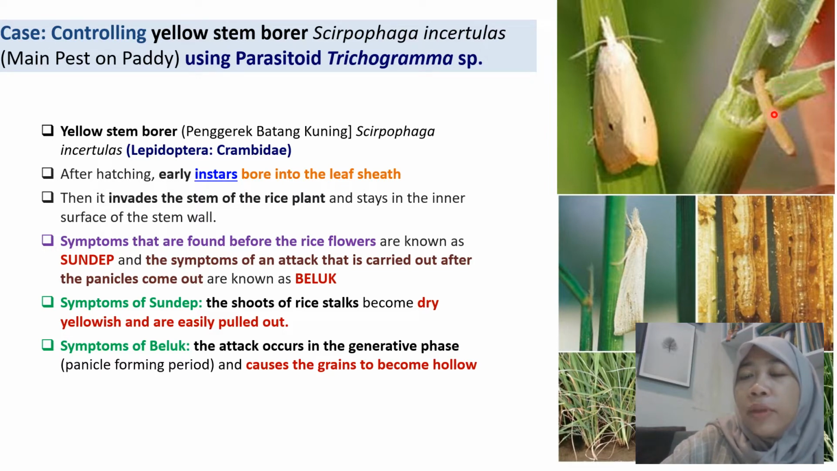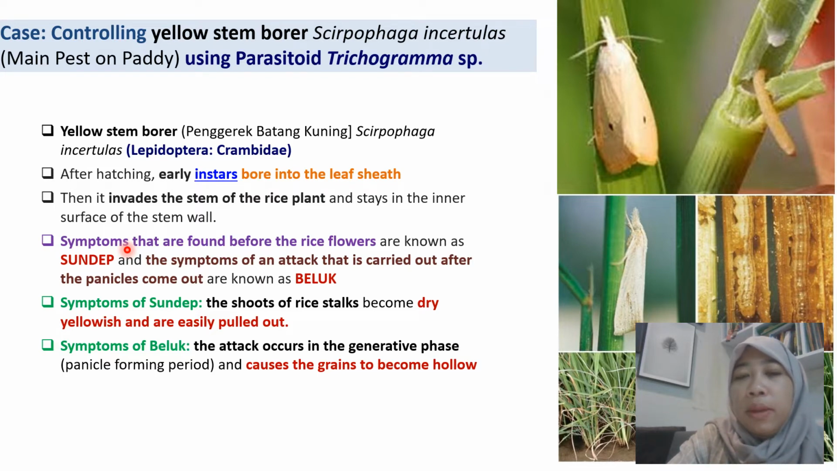These larvae of the pest live and eat inside the stem. That's why it's not visible to the parasitoid. The symptoms of Scirpophaga incertulas are found before the rice flowers, known as sundep. So the symptoms could be sundep, could be beluk. Sundep is a symptom found before the rice flowers, sebelum pembungaan.